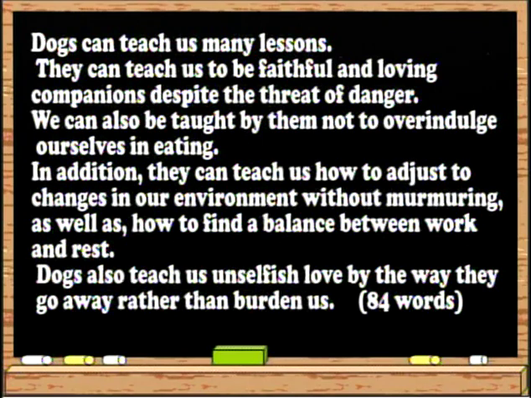Dogs can teach us many lessons. They can teach us to be faithful and loving companions despite the threat of danger. We can also be taught by them not to overindulge ourselves in eating. In addition, they can teach us how to adjust to changes in our environment without murmuring, as well as how to find a balance between work and rest. Dogs also teach us unselfish love by the way they go away rather than burden us. 84 words.